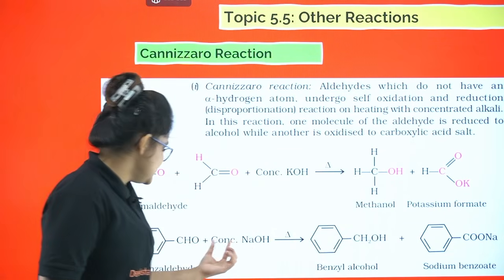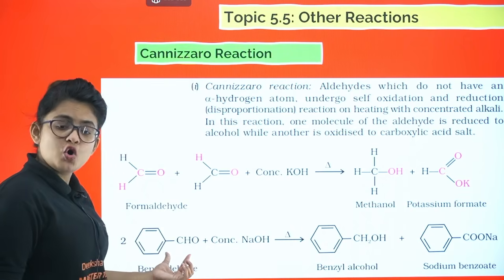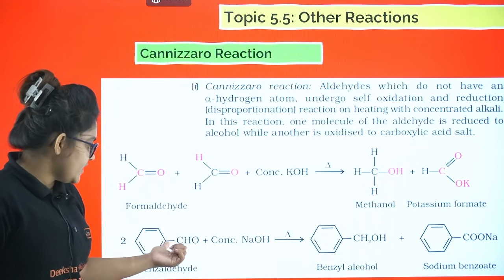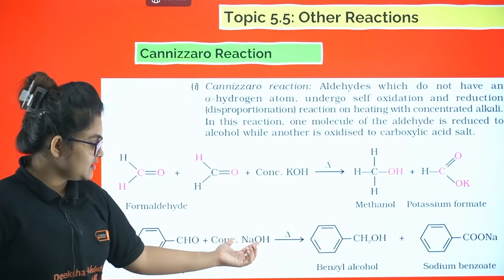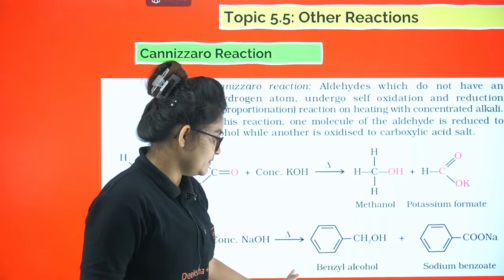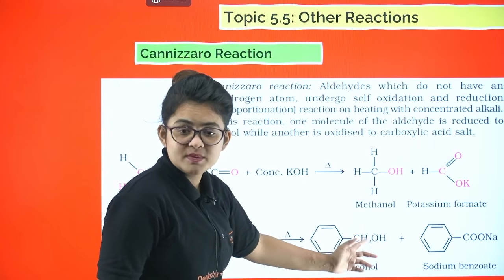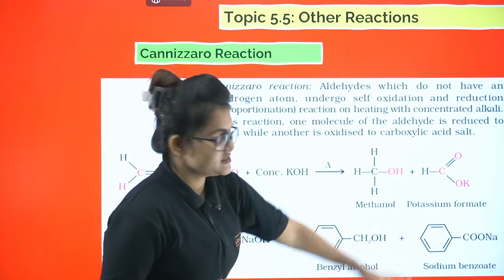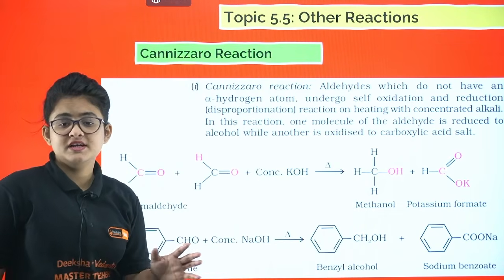Okay, so here you can see this is benzaldehyde. There is no alpha hydrogen at all. If you are giving concentrated NaOH, a concentrated base, and you treat it with a little bit of heat, you will end up with alcohol, benzyl alcohol, and the benzoate. I guess it's clear to you.